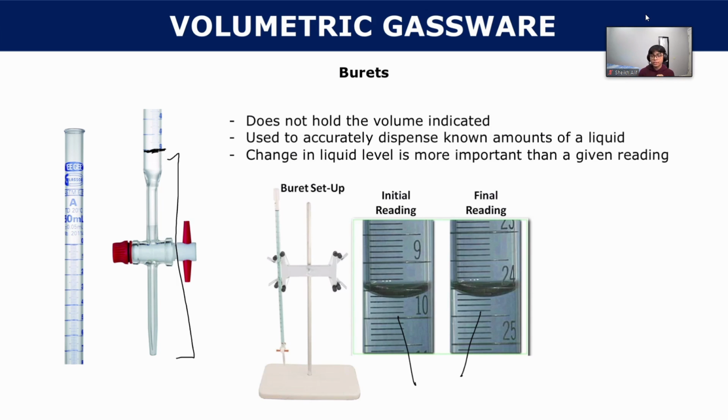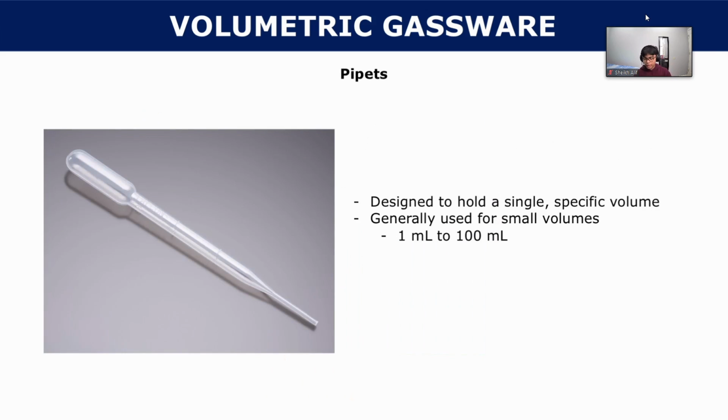And so these burettes are super accurate, and they're super helpful for certain things, but they are not very helpful in holding a certain amount of volume. All right, last one, we're going to have pipettes. So pipettes are designed to hold a single specific volume, and they're generally going to be used for small volumes from 1 mL to like 100 mL.